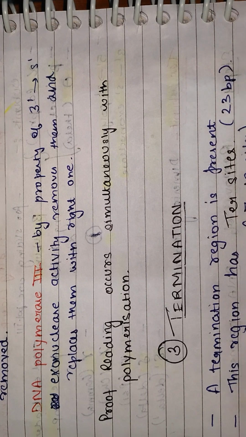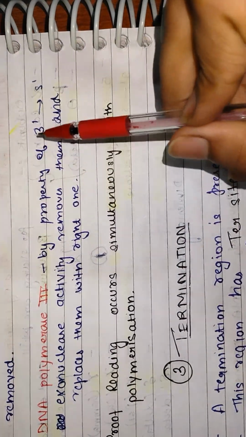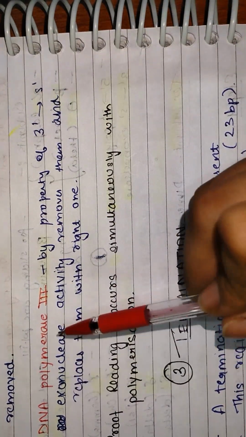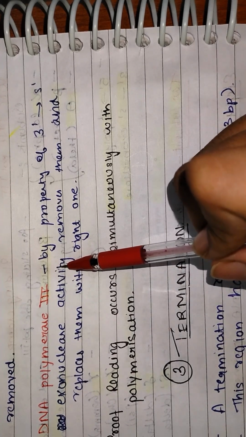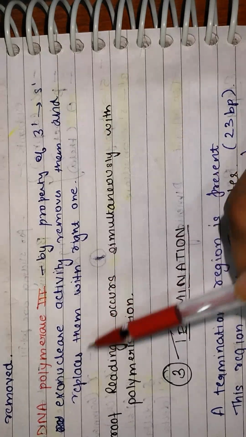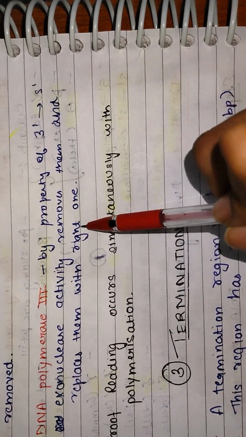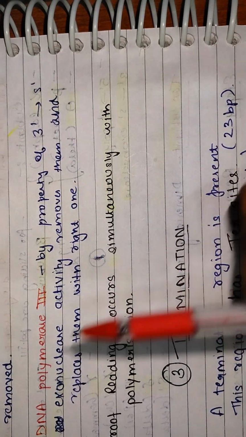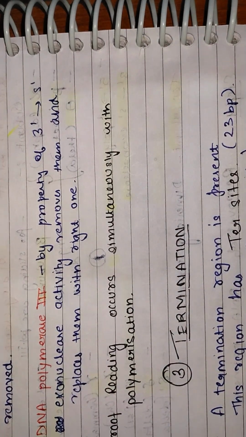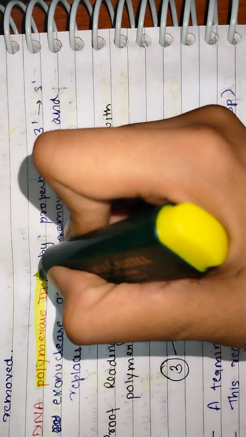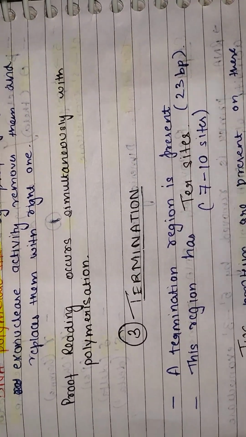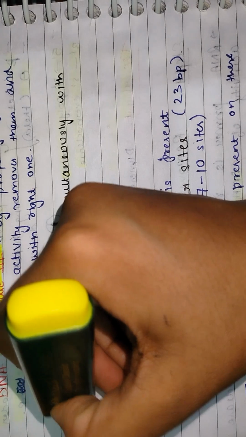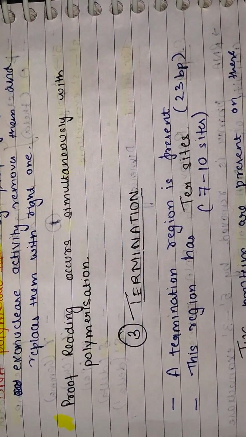DNA polymerase 3 has the property of 3' to 5' exonuclease activity, by which it can remove the wrongly incorporated nucleotide. It will remove it and replace it with the right one with the help of 5' to 3' polymerization activity. Proofreading is done by polymerase 3. Proofreading and polymerization occur simultaneously.